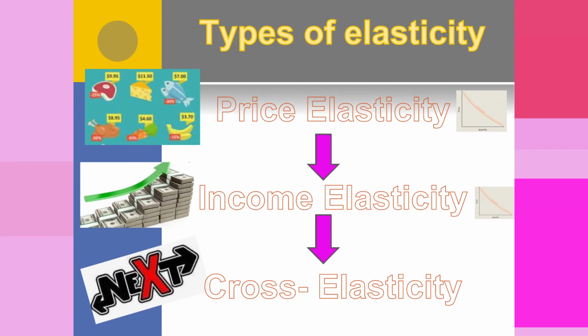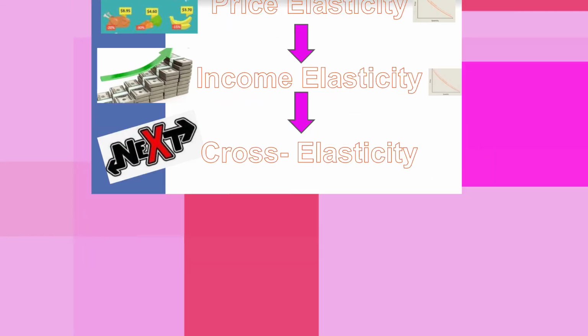Okay, so let's just have a look overall at the types of elasticity. So we covered price elasticity, which looks at the demand when the price changes. Then we looked at income. So how does our income affect the demand? Now we're going to look at cross-elasticity. So let's have a look at what this is.